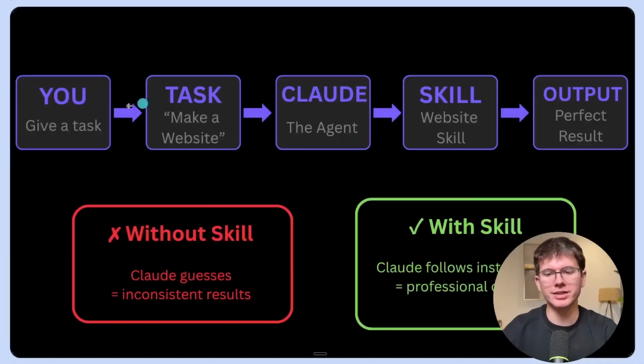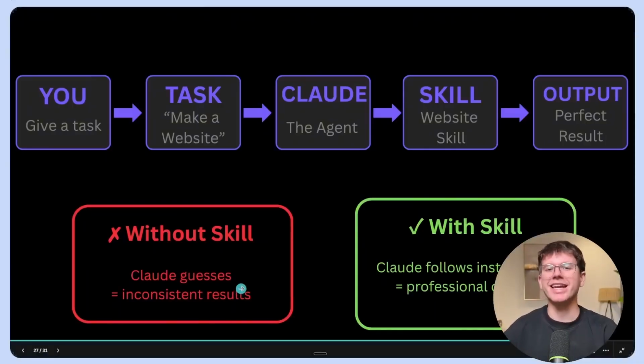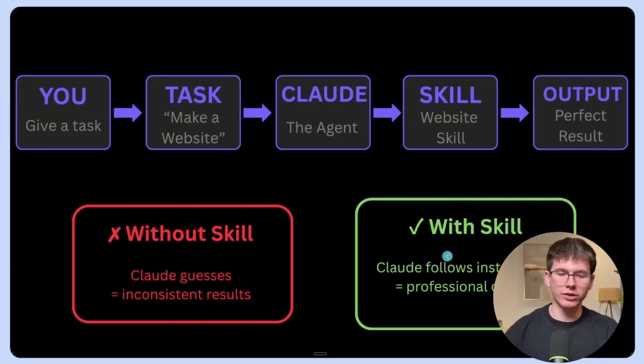And so for example, let's say you give Claude Code a task to make a website. Claude Code, which is the agent, will look at its own skill that we just added to build effective websites, and it will give us a much better result rather than us not giving it a skill, right? Because without a skill, Claude guesses and it's inconsistent in the results. Whilst with a skill, it follows a pattern and it follows instructions and it gives us a much better output.